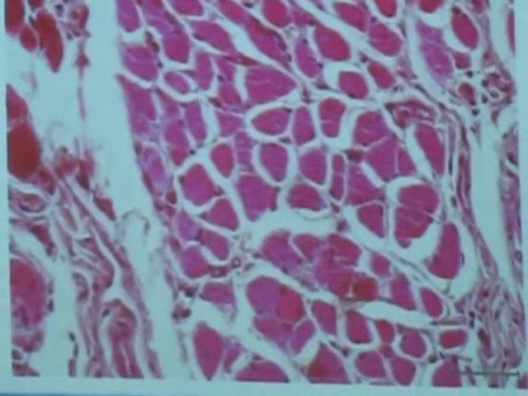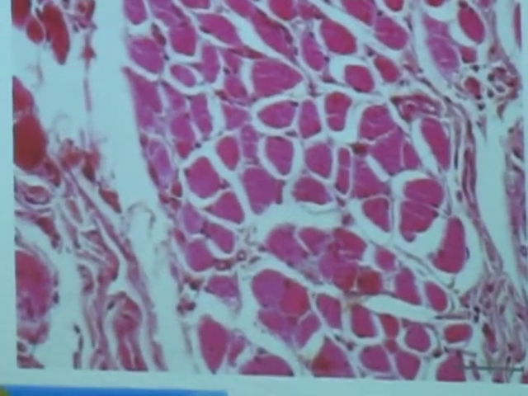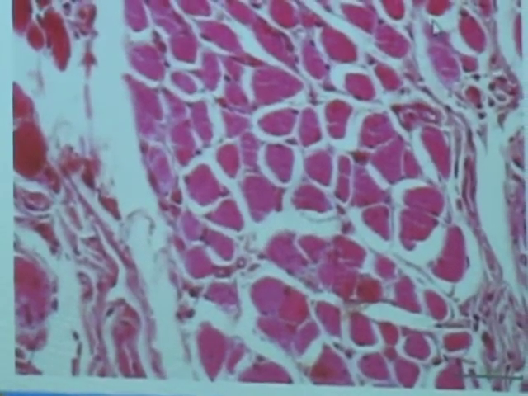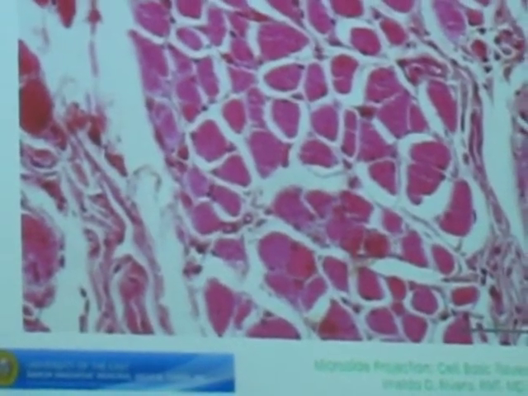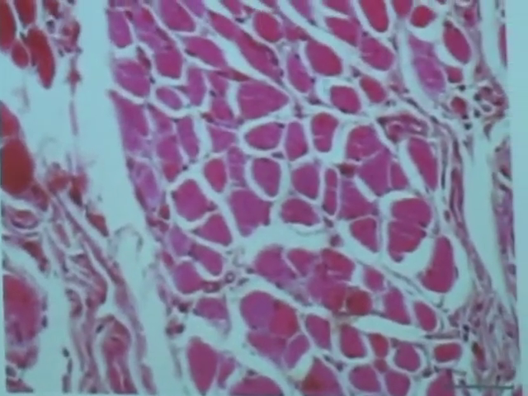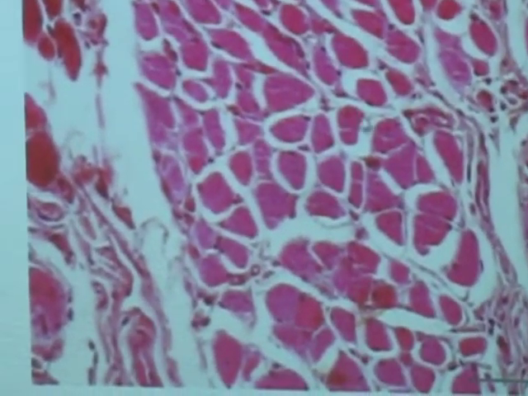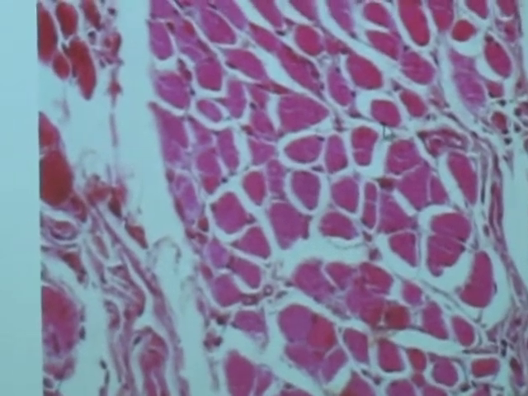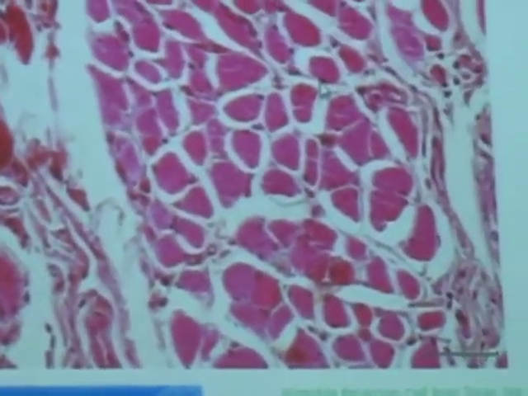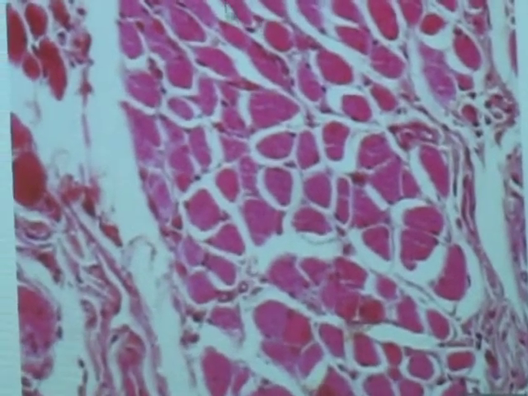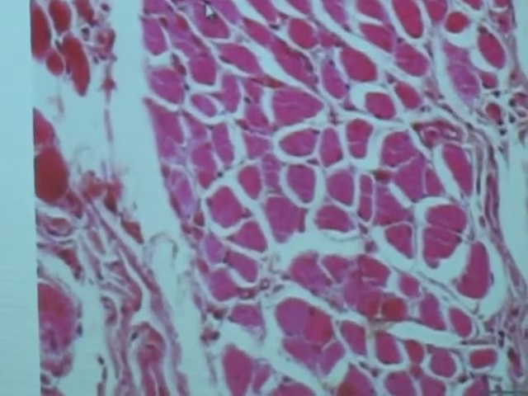This is the cross-section of skeletal muscle. But we will not show you that in the practical exam. We'll show you always the longitudinal. Just to show you that the nuclei are really located here at the periphery of the muscle cell.